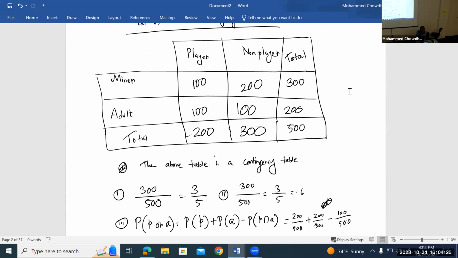When you see the word or, and at least, these are the same thing. At least and or are the same thing.